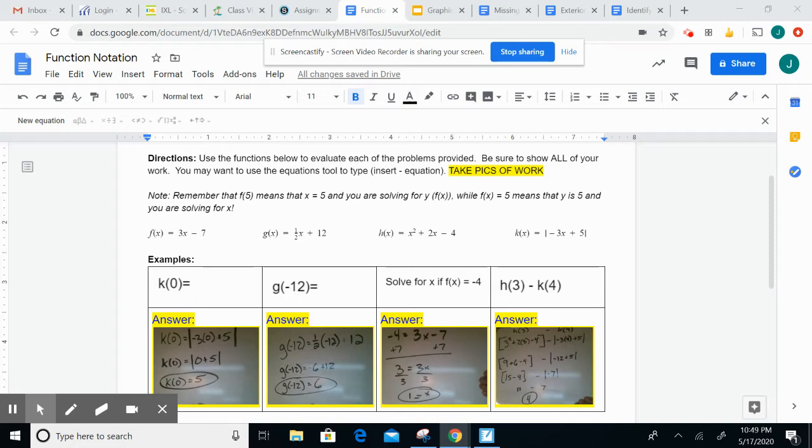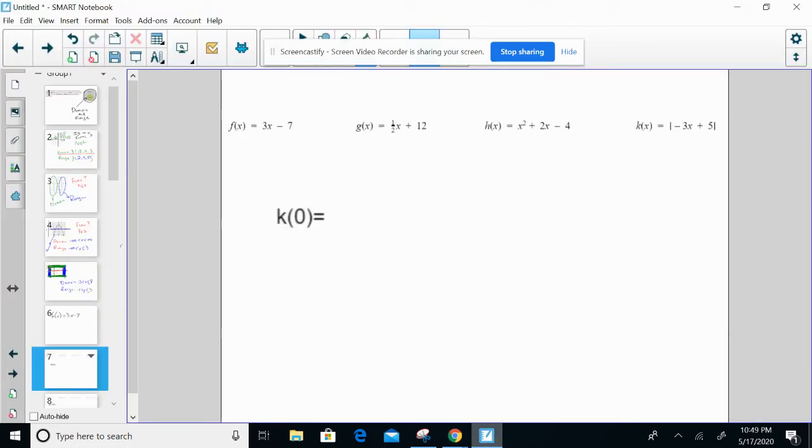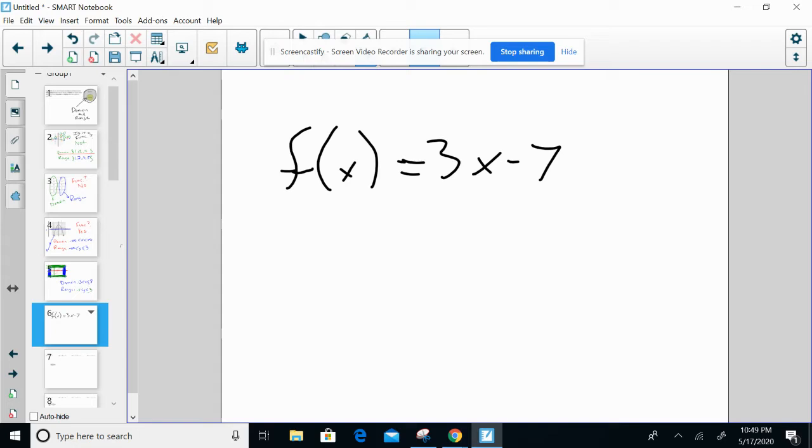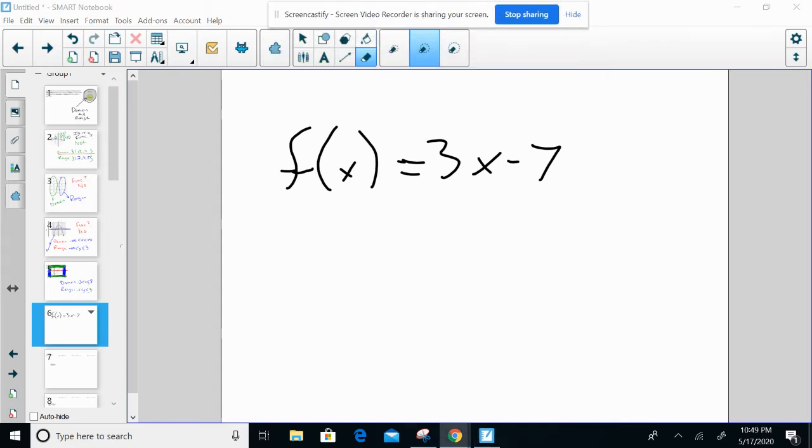But here we go. Here's the thing with functions. How do we name them and how do we use them? From the worksheet, you're going to see 4 different functions. I'm going to take one and just talk about what this actually means. Remember, it's just a collection of points put through a machine.